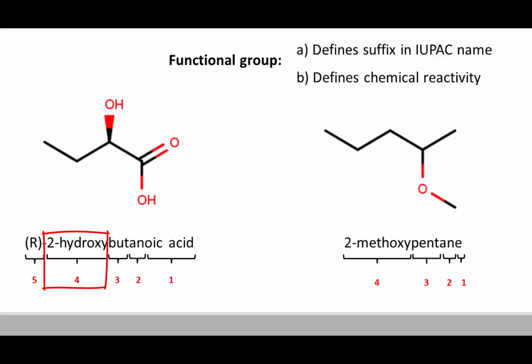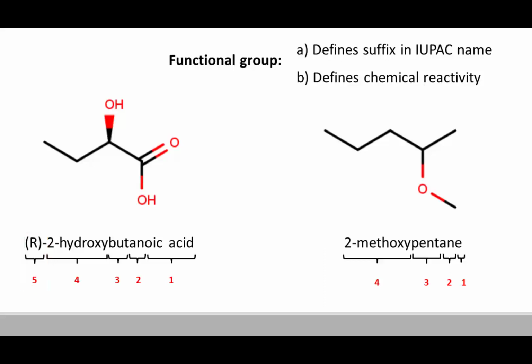In this case, because the alcohol functional group has lower priority than the carboxylic acid functional group, at least in terms of IUPAC naming, it is treated as a substituent. Finally, Part 5 indicates the RS configuration about the chiral carbon number 2.